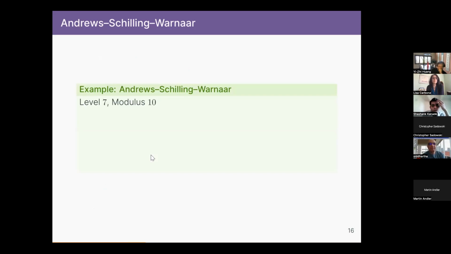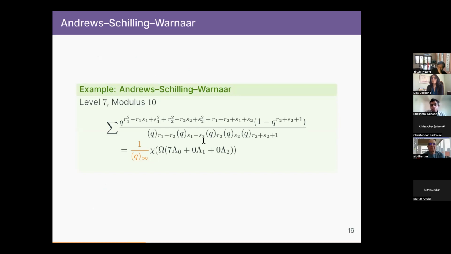So for Andrews-Schilling-Warnaar, they figured out some identities at every level, not all of them. This is a level 7 modulus 10 identity that they have. If you've never seen things like this before, your eyes would glaze over it. But I would like to point out certain things. This quadratic form that you see here is really coming from the Cartan matrix of A2. You're doing the inner product of the vector R1, S1 with respect to the Cartan matrix and dividing by half. And that's what you're seeing here.